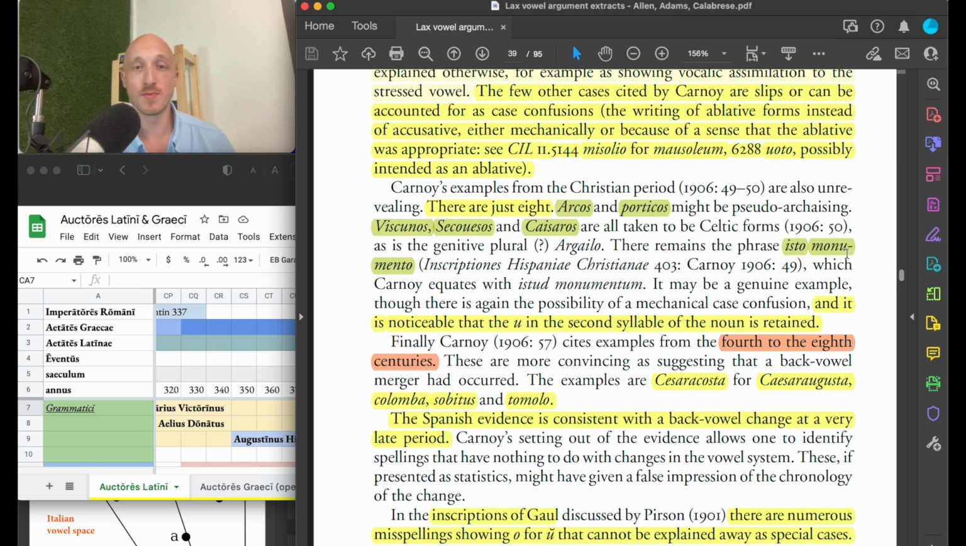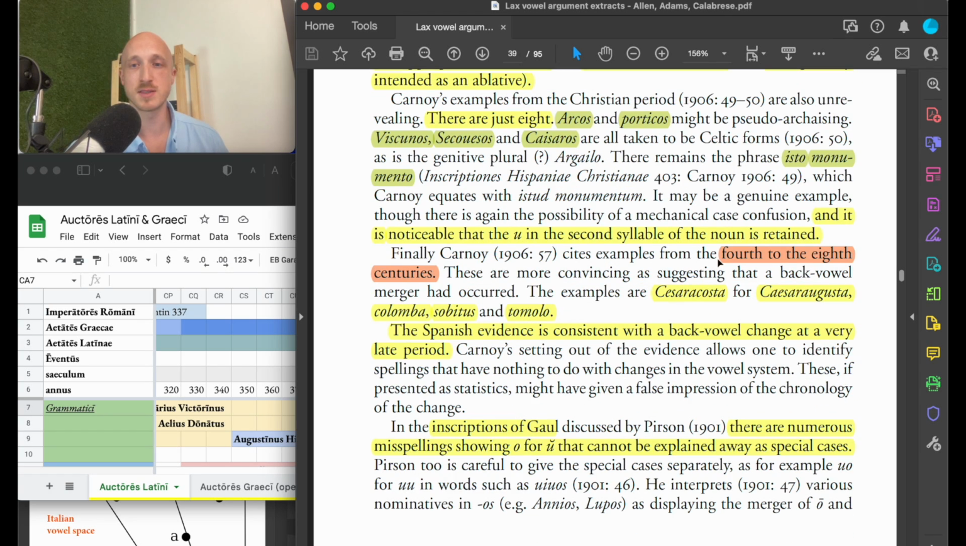So if the vowel change had taken place in this specific example, it should be monumento, not monumento. So it's probably something else going on. Carnoy has examples from the 4th to the 8th centuries. These are more convincing. Caesaragosta for Caesar Augusta, very interesting. Columba subitus tumulo for Columba subitus tumulo or tumulus. The Spanish evidence is consistent with a back vowel change at a late period, a very late period.